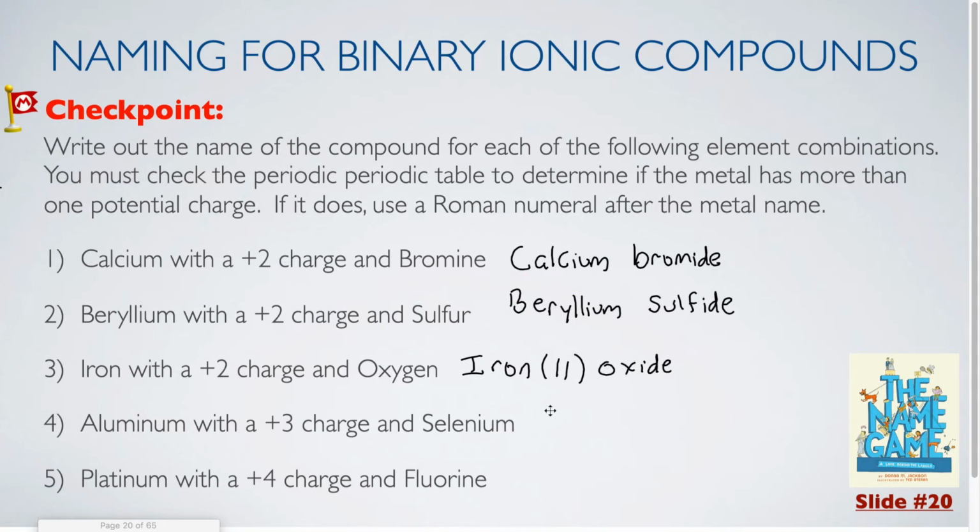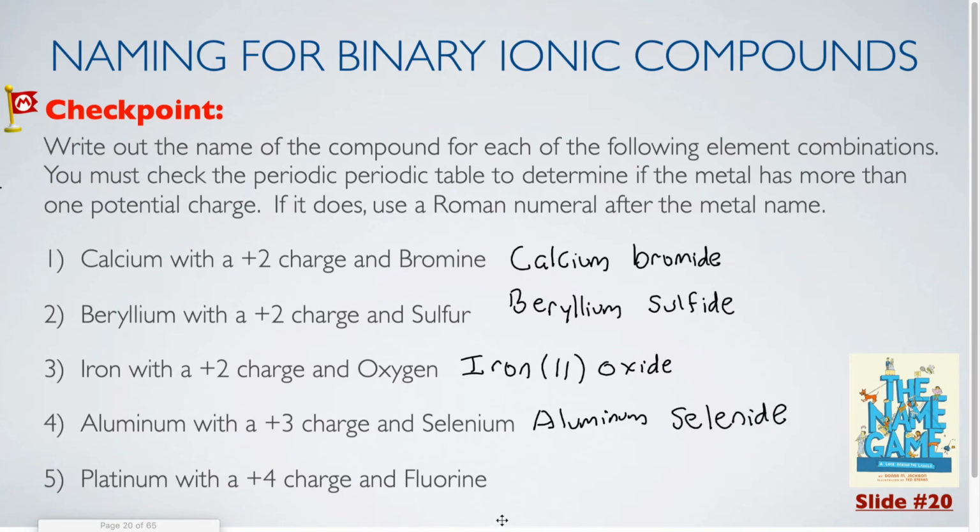In our next example, we have aluminum. And the aluminum has a positive 3 charge. But aluminum always has a positive 3 charge, so I don't need to include that as part of my name. Selenium is going to become selenide.